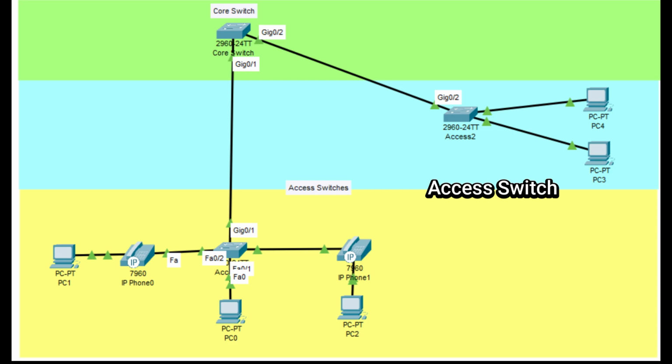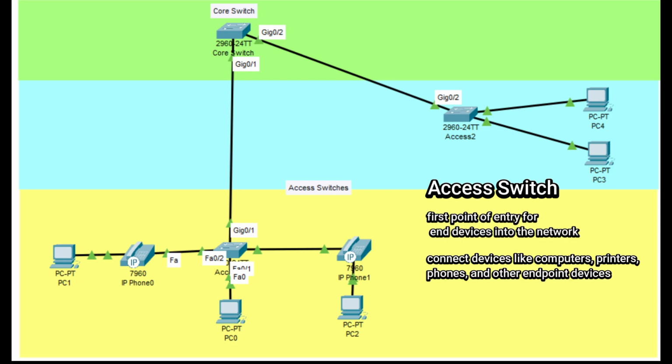Access switches are the first point of entry for end devices into the network. These switches connect devices like computers, printers, phones, and other endpoint devices to the network. And they also usually handle traffic within local VLANs.